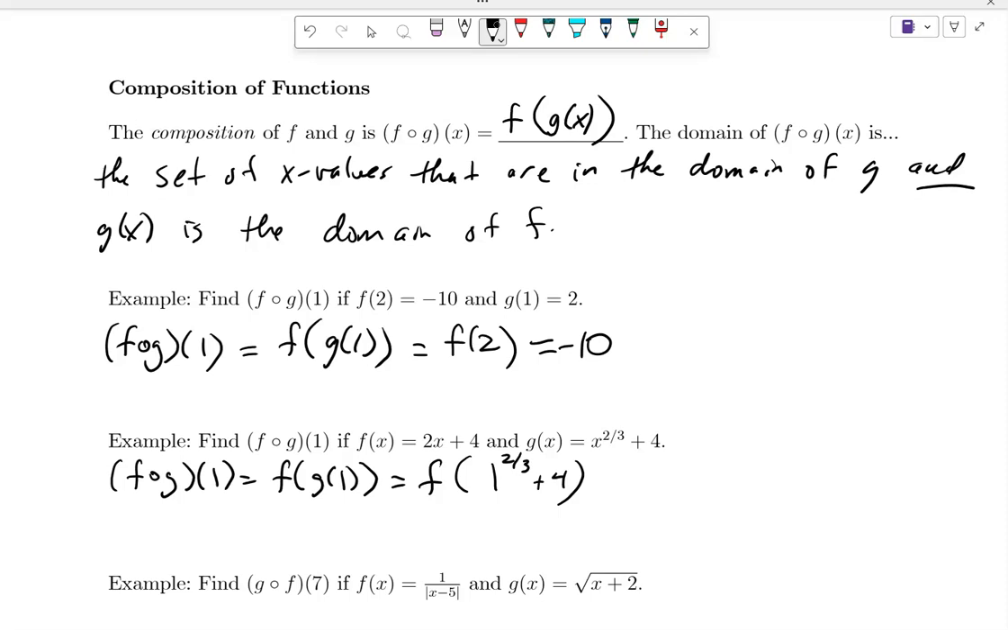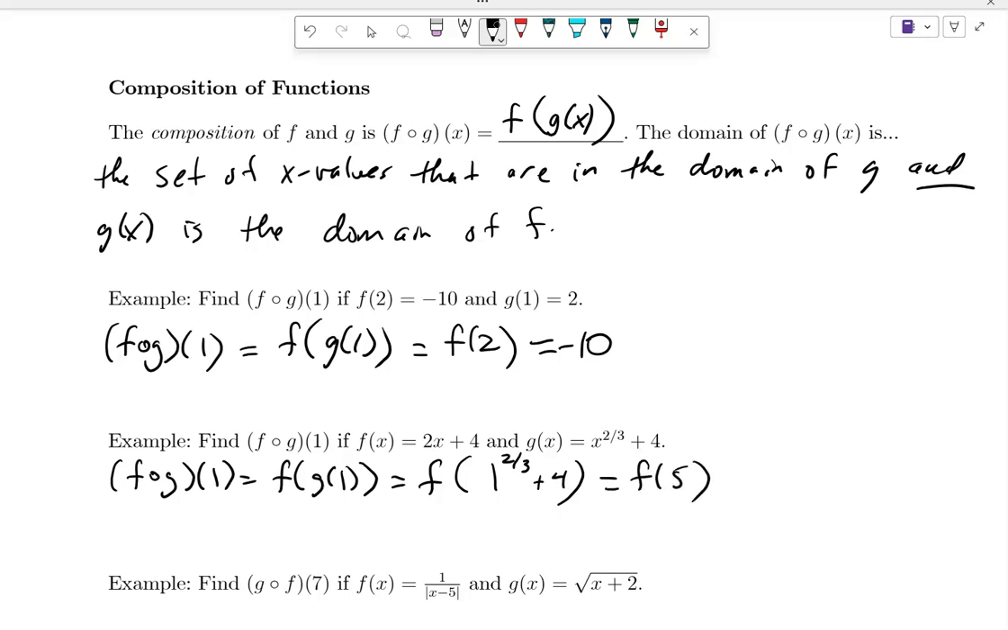And let's simplify that. The reason why I put this with a fractional exponent is I wanted to remind you what it means. If you have a number in the denominator here, that tells you it's a root, right? So this is a cube root and then square it. The numerator of the fraction tells you what power to take. The denominator tells you what root to take. So this says take the cube root of 1 and then square it. Cube root of 1 is 1, squared is 1, plus 4 is 5. So this is F of 5.